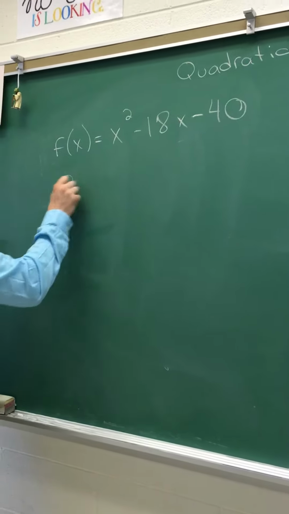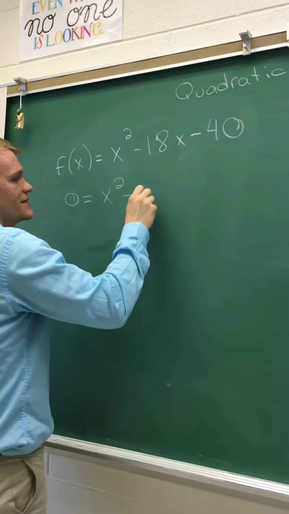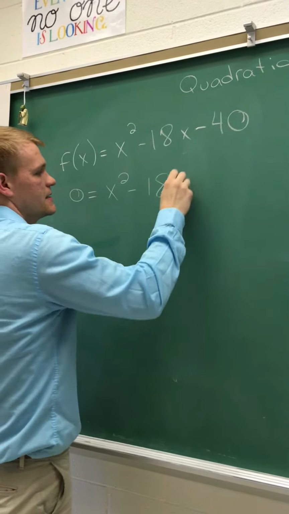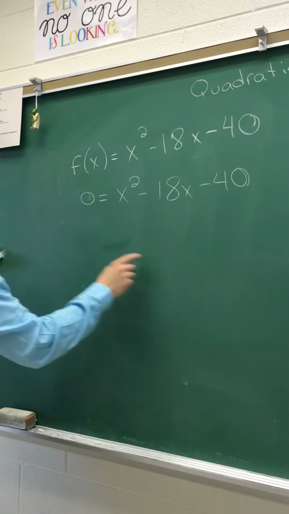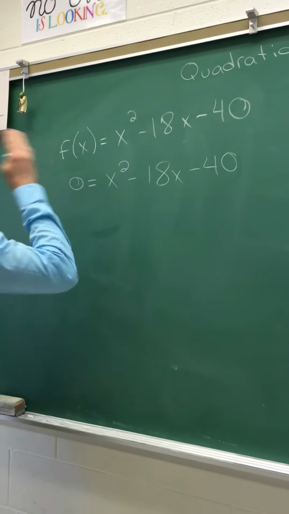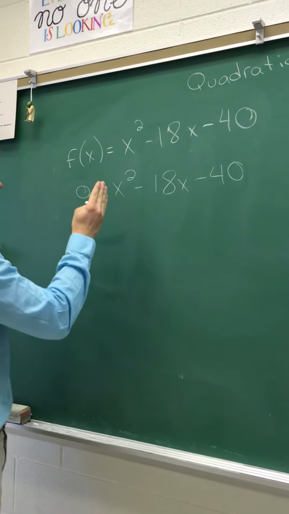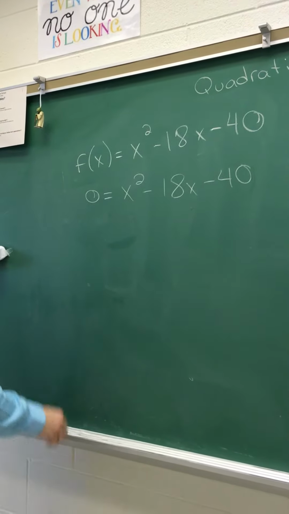So what we're going to do is plug 0 in for f of x, and then we get 0 equals x squared minus 18x minus 40. We know that this is a quadratic equation because it has the x squared, and we know that we are in the correct form because we have 0 equals, my x squared term, my x term, and my constant. So I am ready to start the quadratic formula.